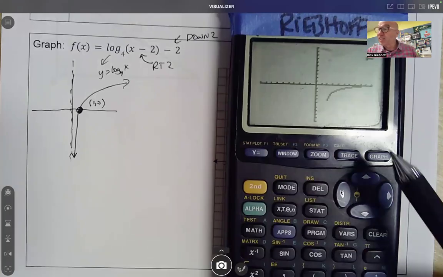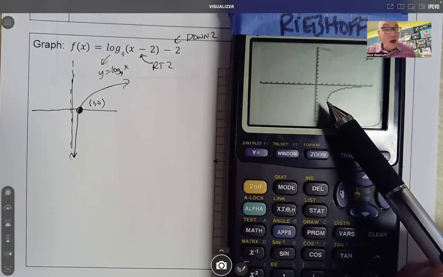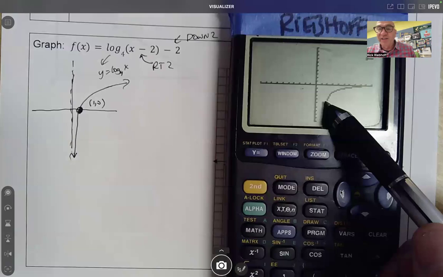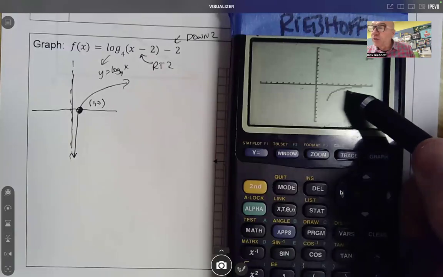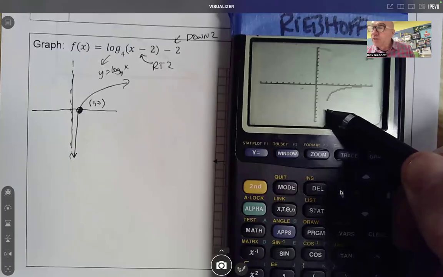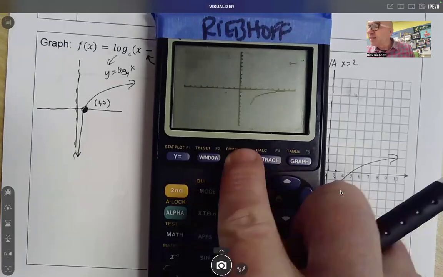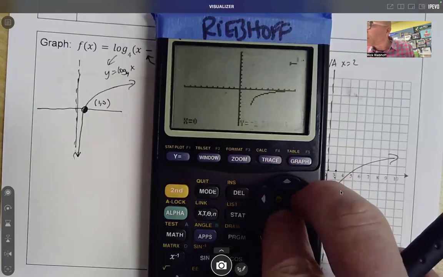Now, here's the thing. You're going to look at this and you're going to be like, wait, it just stops here. It does not stop. The problem is on these old calculators, they do not have enough resolution to show this getting closer and closer to, in this case, the number 2. If I zoom in, I'm going to put my cursor closer to it.